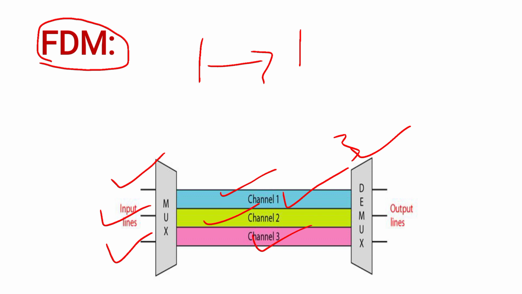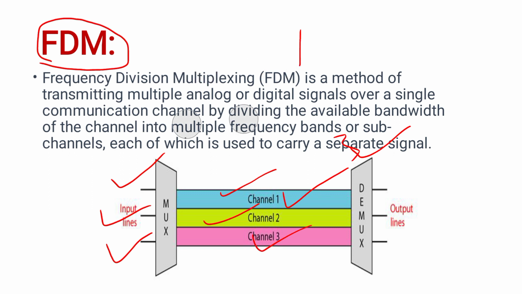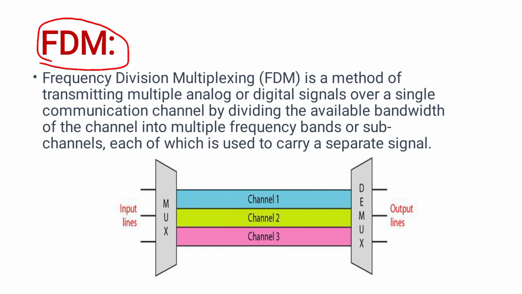Now observe, here the drawback is bandwidth is more. That means if I want to use this technique, I need more bandwidth because I need to allocate to every user an individual bandwidth. This is about FDM. Now let's see the definition for FDM. Frequency division multiplexing is a method of transmitting multiple analog or digital signals over a single communication channel by dividing the available bandwidth of the channel into multiple frequency bands or subchannels, each of which is used to carry a separate signal. This is about the FDM.